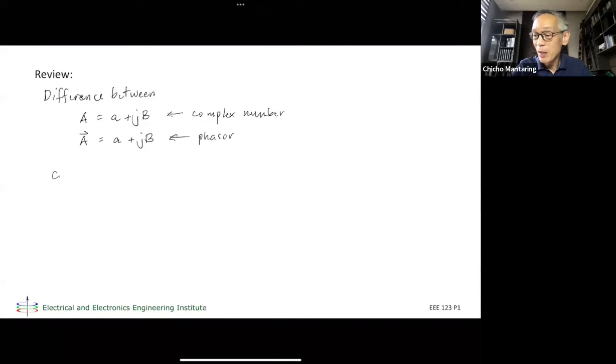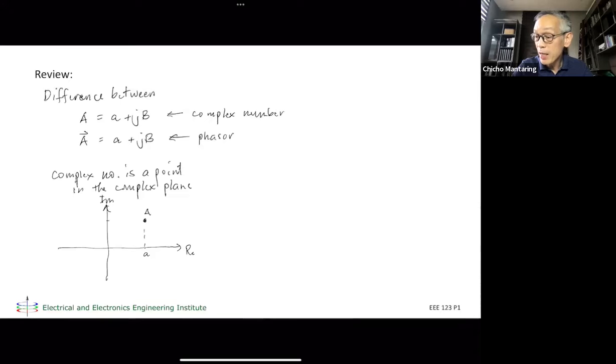Yeah, complex number is a point in the complex plane. No? So yung complex plane natin, if you will recall, I have my imaginary axis, I have my real axis, I have a complex number here, A. No? Yung real part nun is small letter a, and yung imaginary part nun is jb. Okay. Ano ngayon kung phasor?